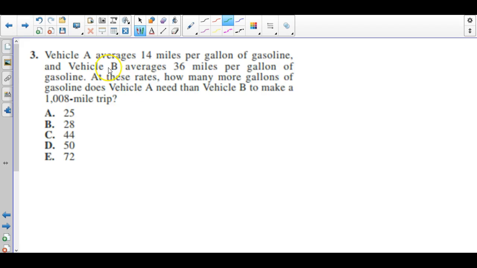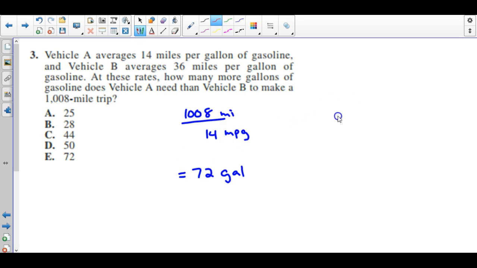Alright, vehicle A averages 14 miles per gallon of gasoline. Vehicle B is 36 miles per gallon. At these rates, how many more gallons does vehicle A need than B? So what we're going to do is look at these different rates. We're looking at a 1,008 mile trip. So if I take 1,008 miles divided by the 14 miles per gallon, I'm going to end up at 72 gallons for that one vehicle.